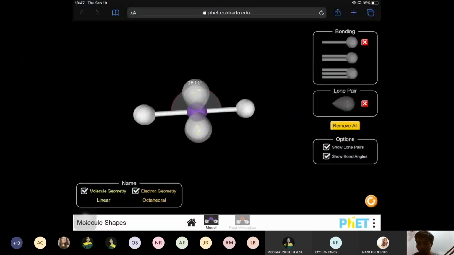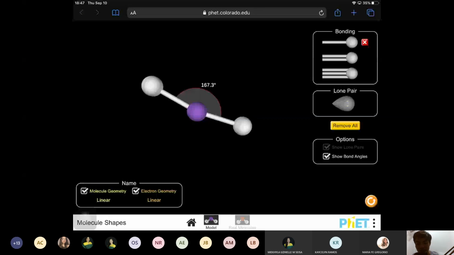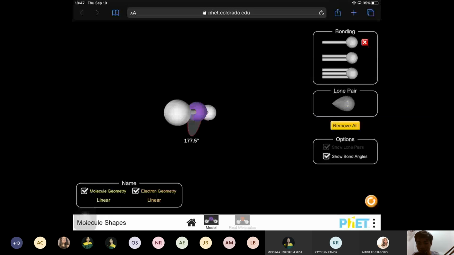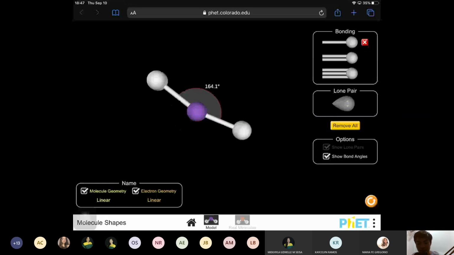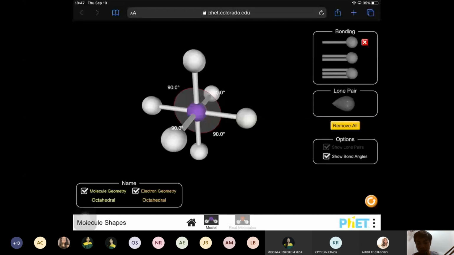So, in summary, what VSEPR tells us now, the valence shell electron pair repulsion theory, tells us that our terminal atoms, hindi sila pwedeng magkakadikit, because they will repel. So, instead, they will orient themselves in certain angles to minimize the repulsion.